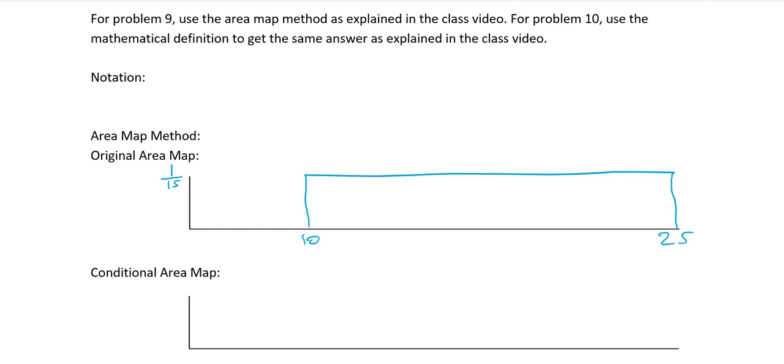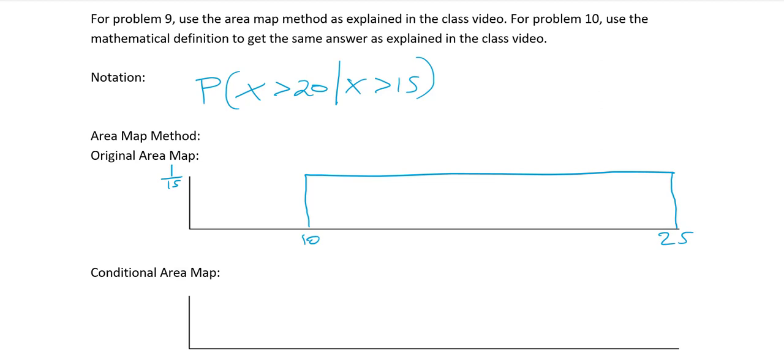So the notation for this is the probability of X, you waited more than 20, having already waited 15. Okay, so here's the conditional probability notation. What is the chance that you waited more than 20, having already waited more than 15?